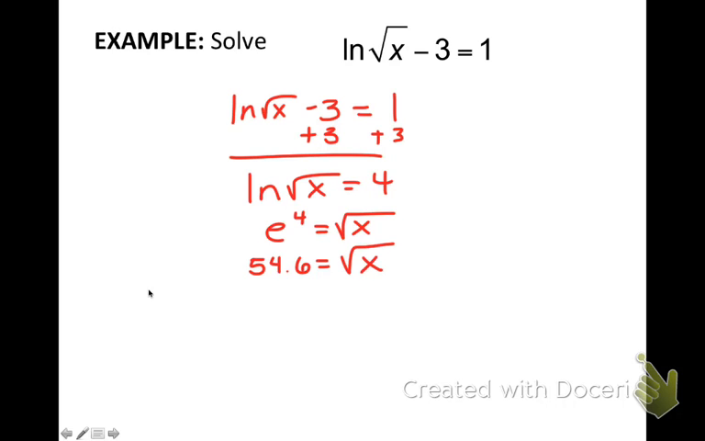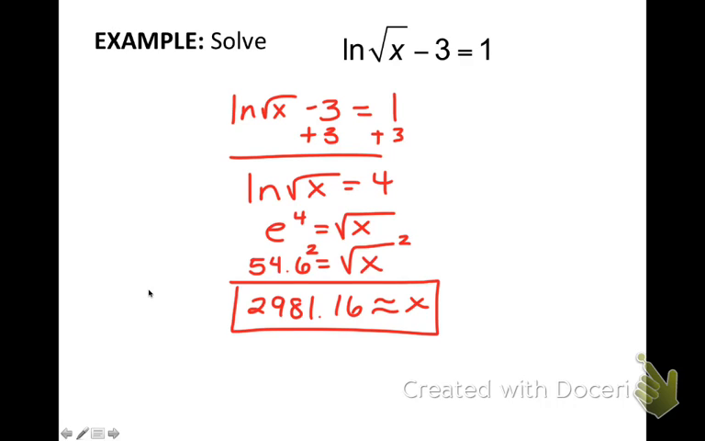How do we undo a square root? Square both sides. So 54.6 squared. Whoa, that's a big number. 2,981.16 is approximately equal to x. Okay?